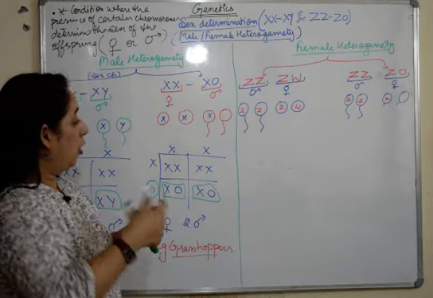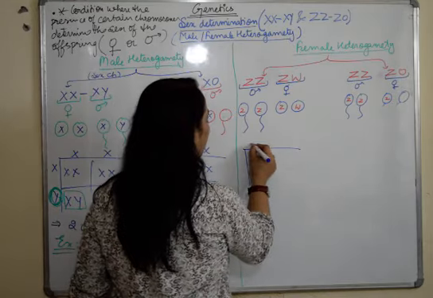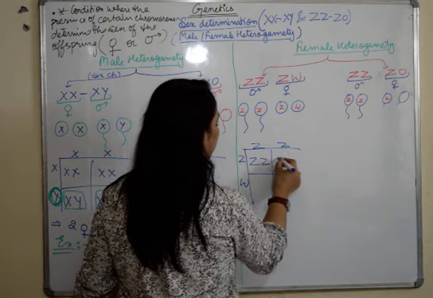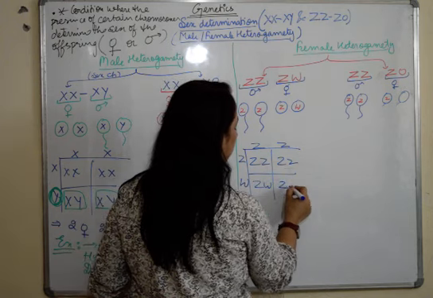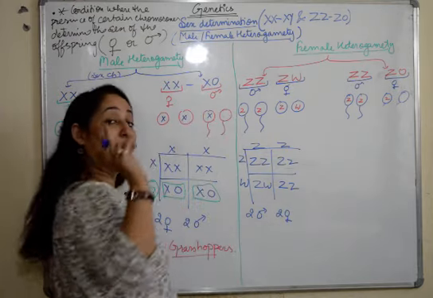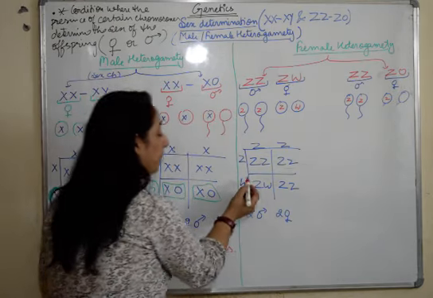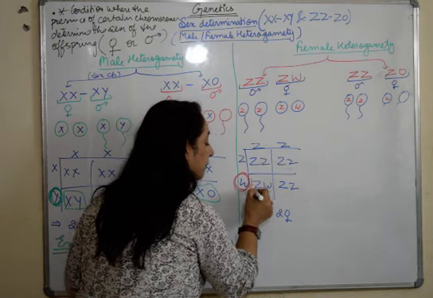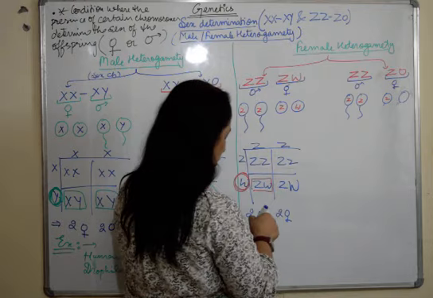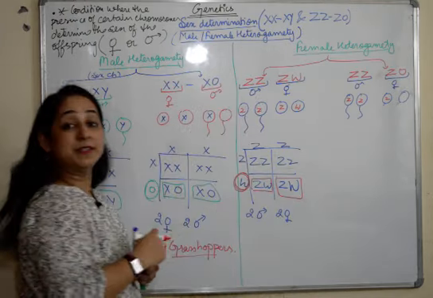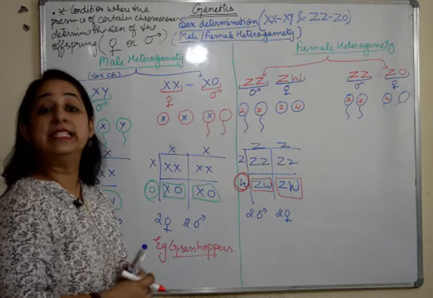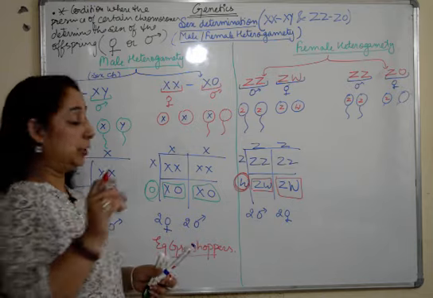Fine. So make a cross again. Same thing. Male, female. So what do we get? ZW, ZW. 2 males, 2 females. But here also this W is going to determine the different conditions. So that means, but where does this W come from? It comes from the female. So that's why it's known as female heterogamety. That's why we call it female heterogamety.